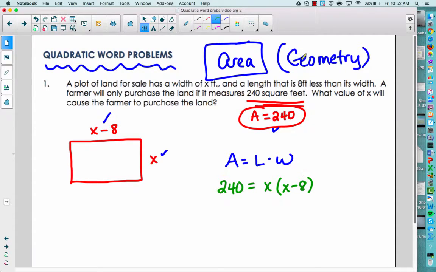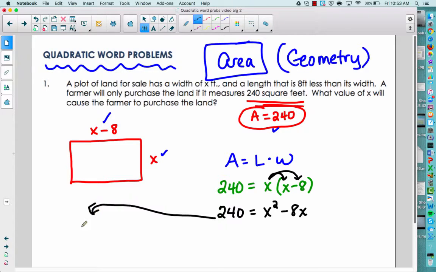And then I see that this looks very much like one of those special cases that we were solving yesterday. So I'm going to distribute my x. All right, so we get 240 equals x times x is x squared. x times 8 is negative 8x. All right, so I see that it's a quadratic function because the highest exponent is a 2. So I'm going to get the equation set equal to 0 and solve by factoring.